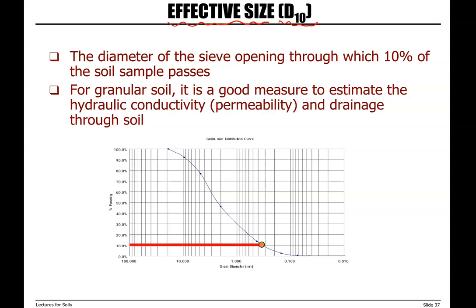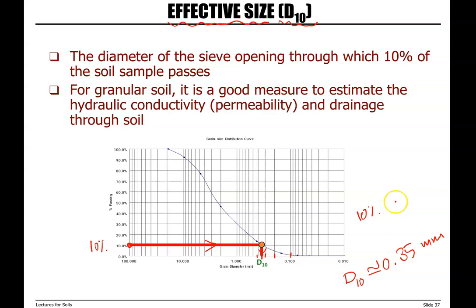10% of our particles are smaller than or finer than this size. So now you start from 10% passing, draw the line until you get to the gradation curve, and then from there you move downward to the horizontal axis, the grain diameter axis. This point is our effective size, or D10. So in this example, D10 is approximately, here we have 0.1, 0.2, 0.3, and 0.4. So it's almost 0.35 millimeters.